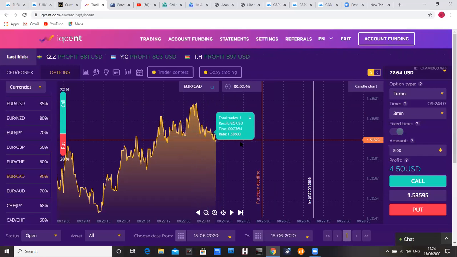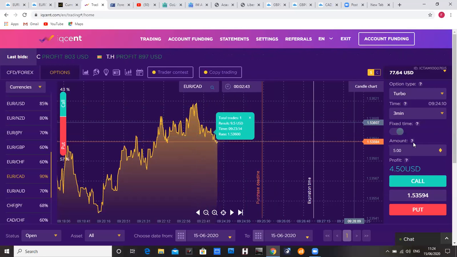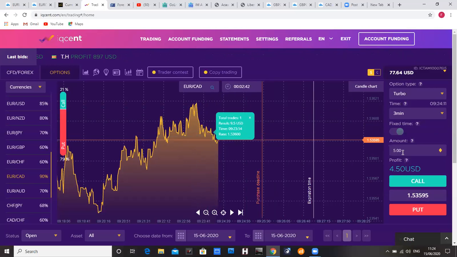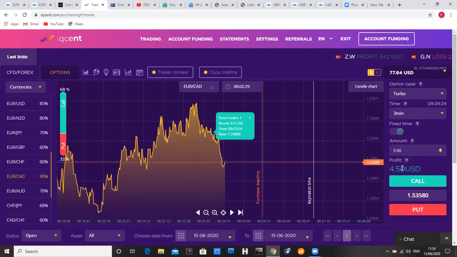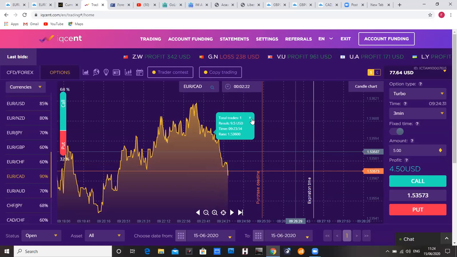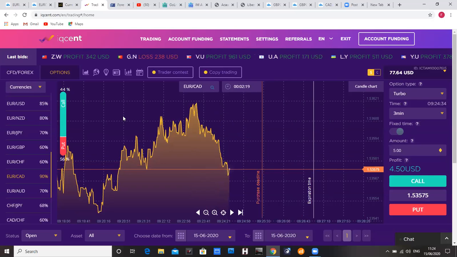$4.50 in 3 minutes. Now, if you had staked bigger money, like $20, you would have been paid 90% of $20. If you staked $50, you would have been paid 90% of how much you staked. So I staked $5. I used $5 to make $4.50 in 3 minutes. So that is how it actually works.